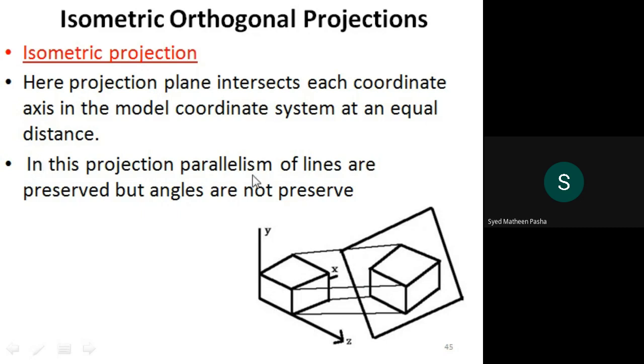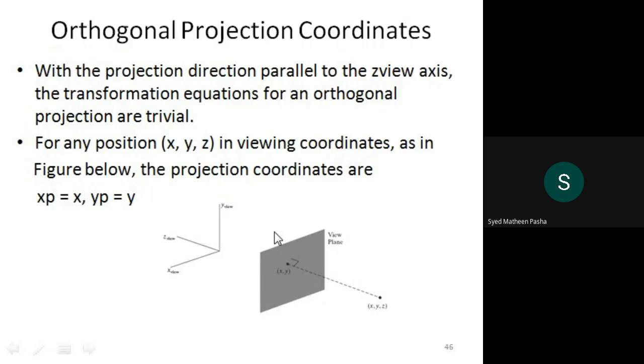In this projection, parallelism of lines is preserved, but angles are not preserved. So this is a very important point regarding isometric projection. As I told, the condition of parallel lines is preserved with respect to isometric projections, but the angle with respect to which the object is being displayed is not considered for the projection. So that was about isometric projection.